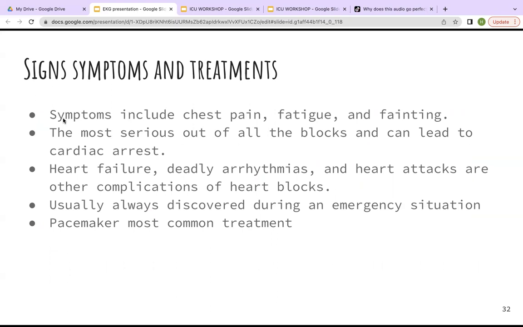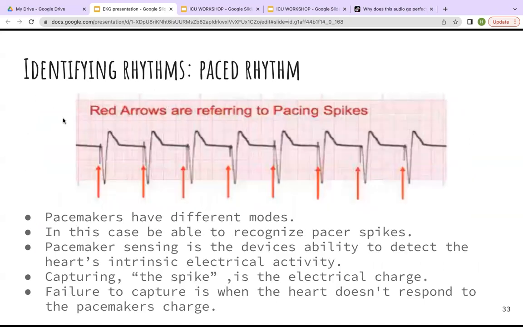It could lead to cardiac arrest, and they're going to end up with a pacemaker. So with paced rhythms, I, again, could have a whole lecture just on the different settings and the failure to capture and the different types of devices and what they do.